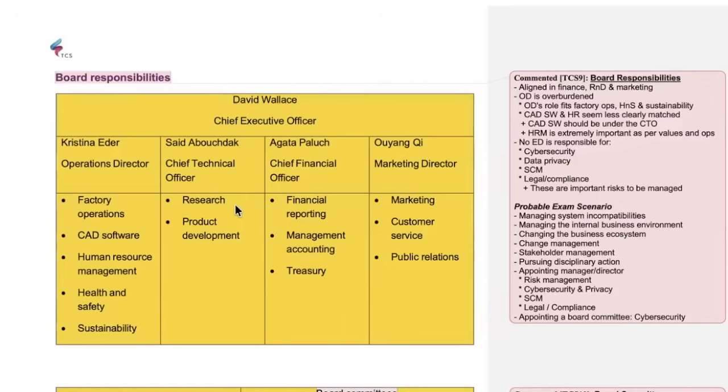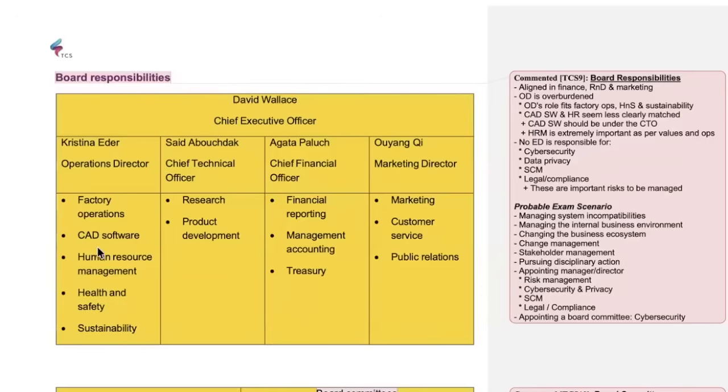However, if you look at the operations director, this individual is looking into multiple angles. So this individual is supposed to manage factory operations, look into CAD software, manage human resources, ensure health and safety, as well as look into sustainability. So there's too much when it comes to the responsibilities of the operations director. A typical operations director will look at factory operations, ensure health and safety and sustainability. But when this individual has to look into HR management as well as CAD software related elements, then this indicates the fact that the operations director might be overburdened.